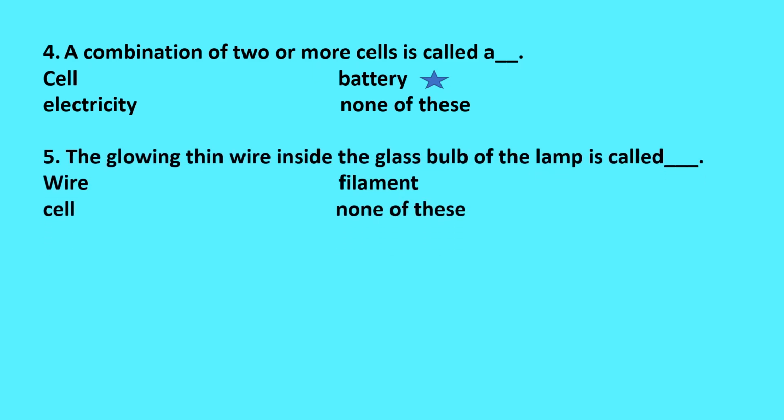Question number 5. The glowing thin wire inside the glass bulb of the lamp is called. So a thin wire which glows inside the glass bulb of any lamp is called wire, cell, filament or none of these. This thin glowing wire is called a filament.